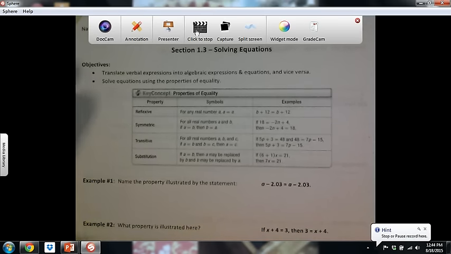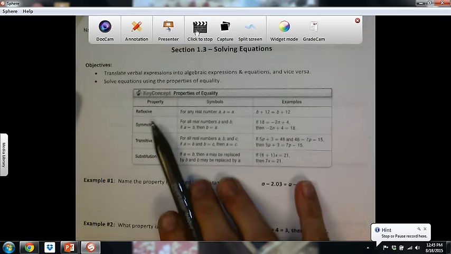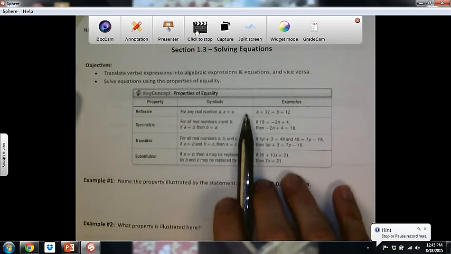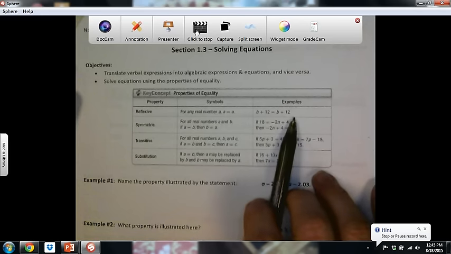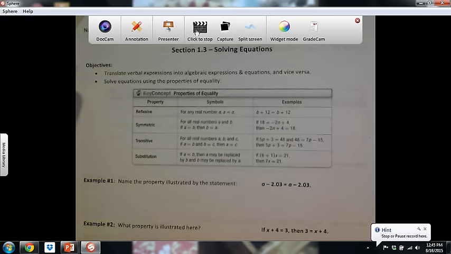If you'll remember, section 1.2 talked about some of the properties of real numbers. So there are some additional properties of equality that allow us to solve equations. The first is the reflexive property. It's just saying that something is always equal to itself. So b plus 12 is equal to b plus 12. It's this idea that things are equivalent.